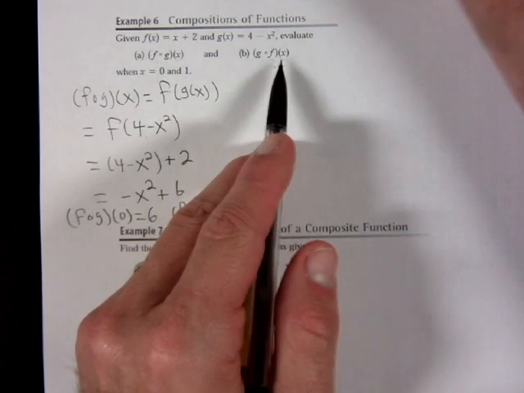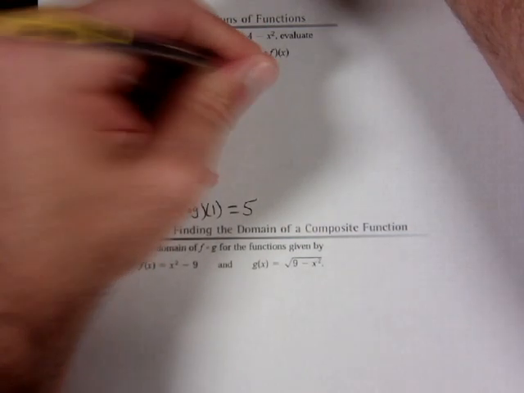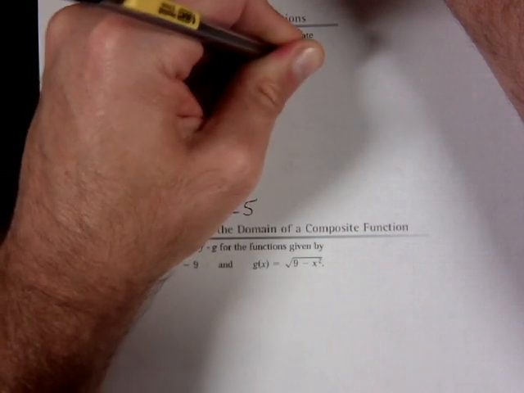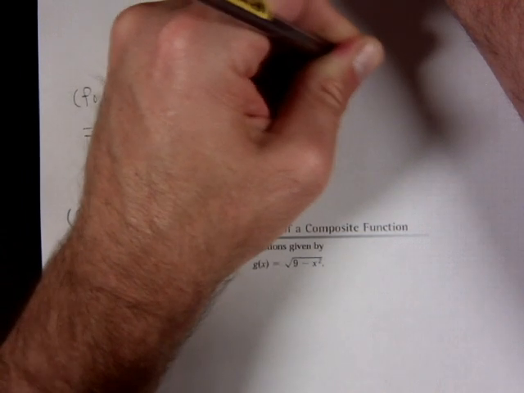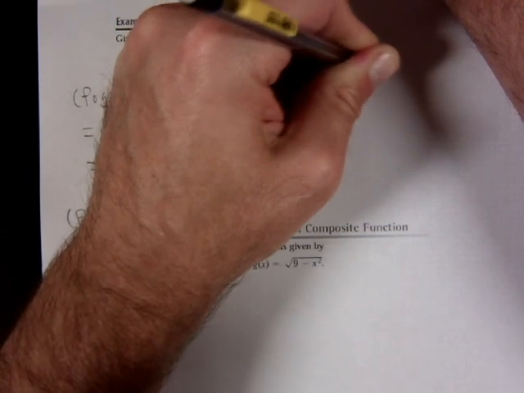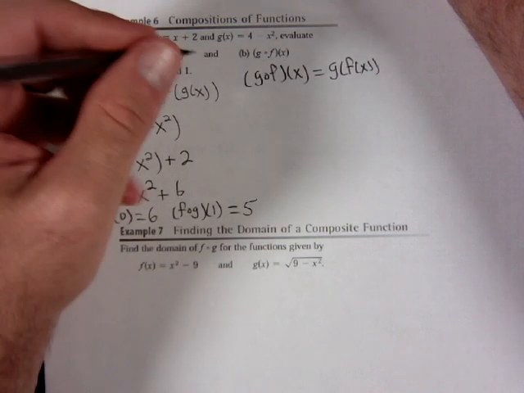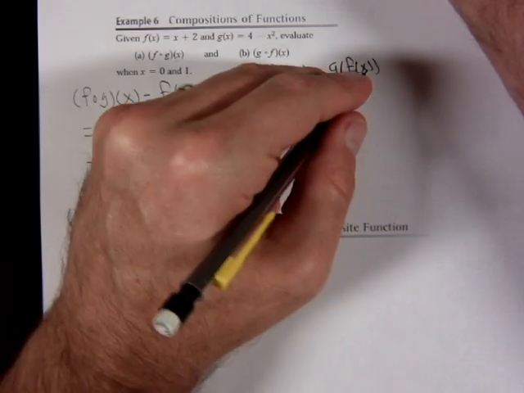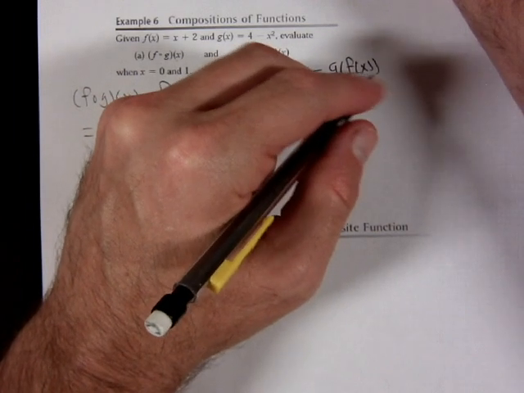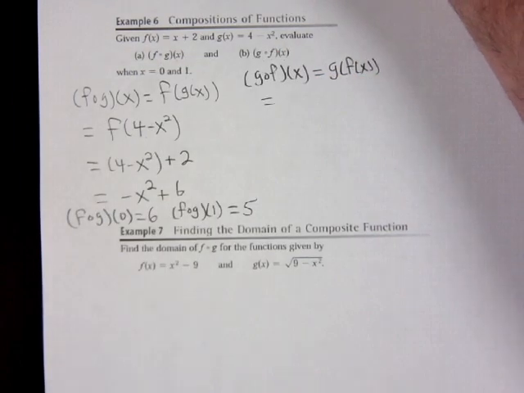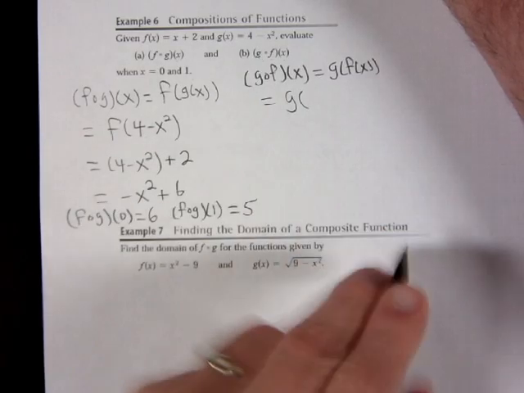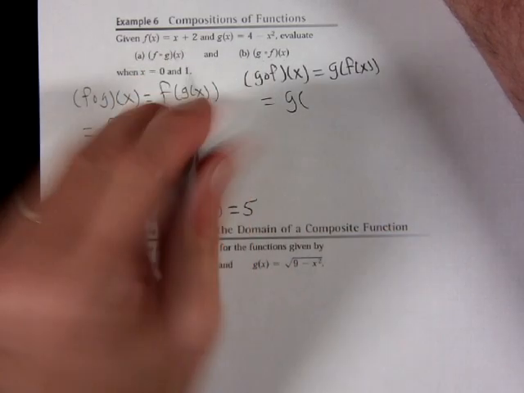Let's figure out what that's going to be. I need g of f of x, which is the same thing as g of f of x. This time the difference is I'm going to evaluate f of x first and take that result and plug it into g of x. So now I want g of, well, what's f of x? F of x is x plus 2.